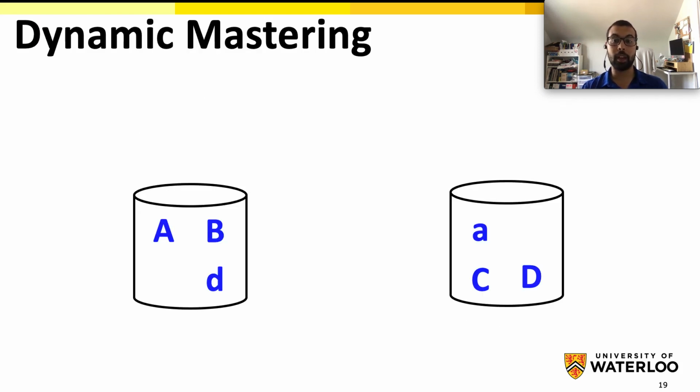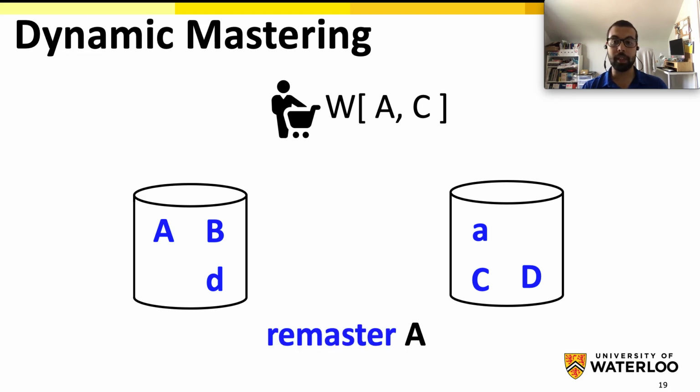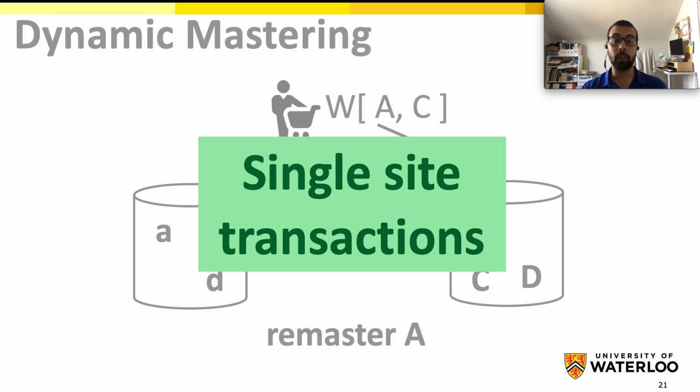Next, let's look at how by changing the physical design by changing master placement, we can mitigate the coordination overheads from two-phase commit. Consider the update to A and C that required the expensive 2PC. If we dynamically change A's master from the first site to the second site, then the transaction can execute solely at the second site without the need for 2PC.